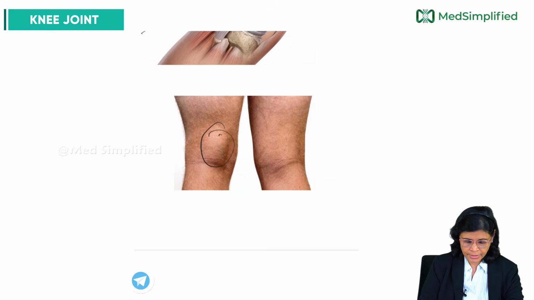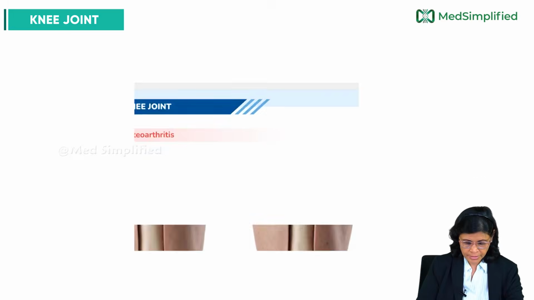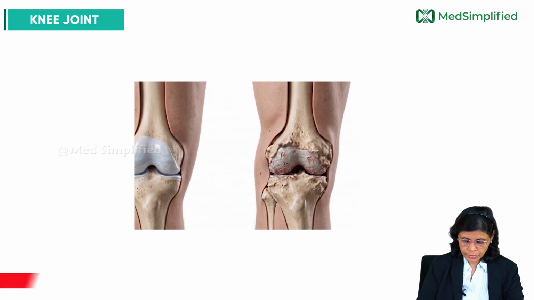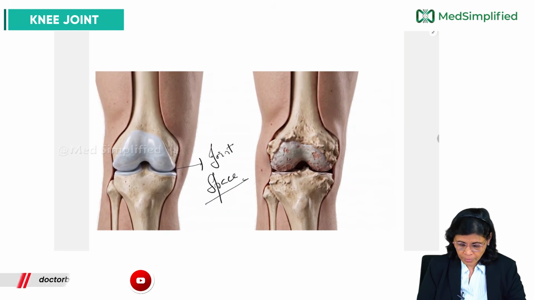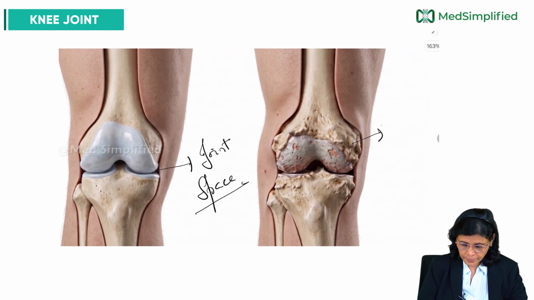So we can see it here on the posterior aspect. Osteoarthritis, I already told you. There is narrowing of the joint space. So this is the joint space. Here we can see the formation of what are known as osteophytes.